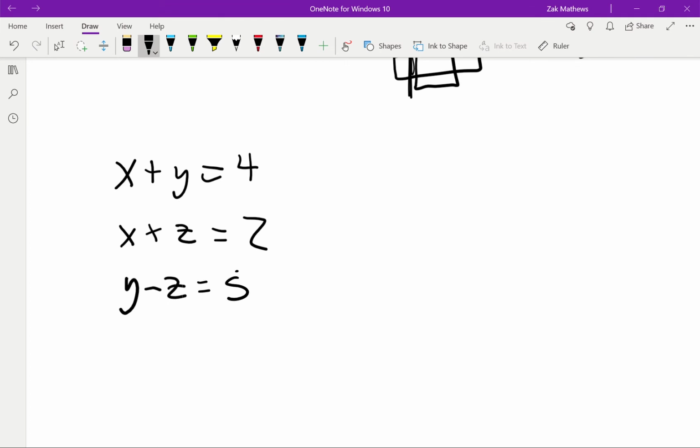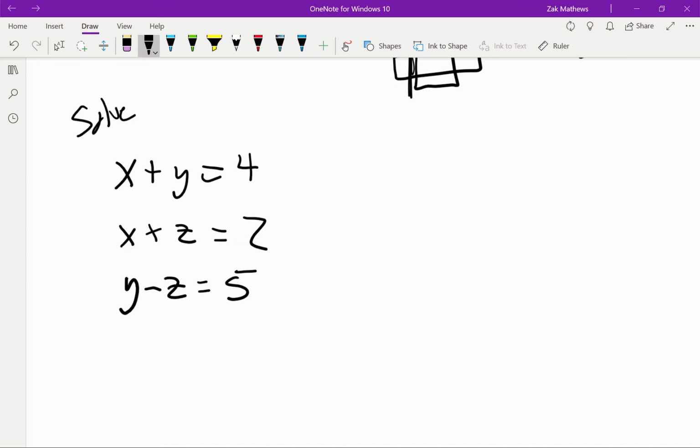So we have the equations x plus y equals 4, x plus z equals 2, and y minus z equals 5, and again our instructions are to solve. So right now this is looking much simpler than the last one because we do have three variables, but in each line there are only two variables, and that makes it a little bit easier. Because there are only two variables, it is maybe a little bit easier to rearrange in this case rather than trying to eliminate.